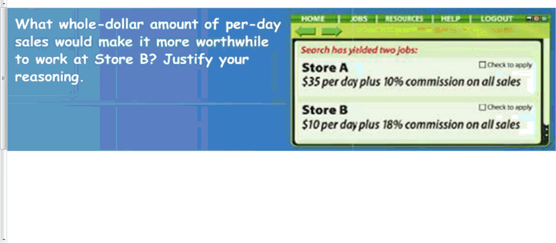Let's take a look at this little warm-up problem, where we have a couple of different jobs. You're looking for a job, and your search has yielded two jobs: store A and store B. At store A, you're going to make $35 a day plus 10% commission. At store B, you're going to make $10 a day plus 18% commission. The question is, what whole dollar amount of per day sales would make it more worthwhile to work at store B?